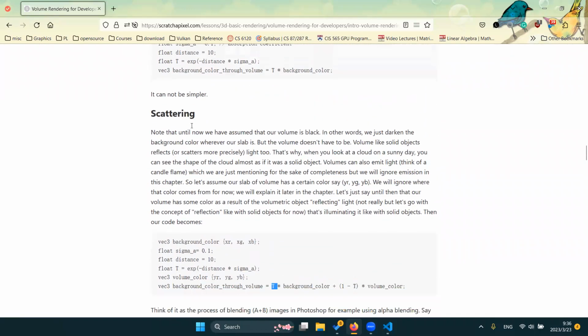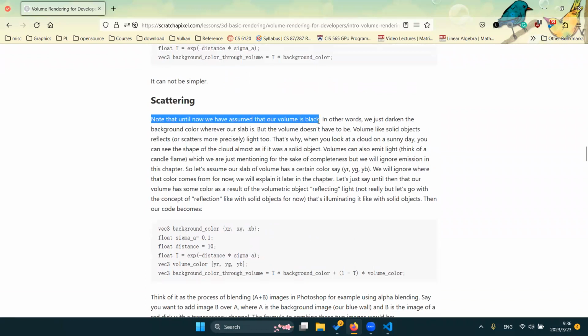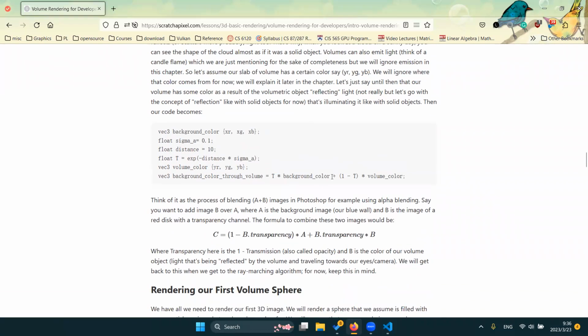Currently we just assume the volume is black. We just darken the background. For this absorption component, we don't even consider that it absorbs certain colors. We say it's absorbed uniformly. Only this part we consider to have color. I guess this is definitely a very simplified view, and we will revisit how to do things as we go through.